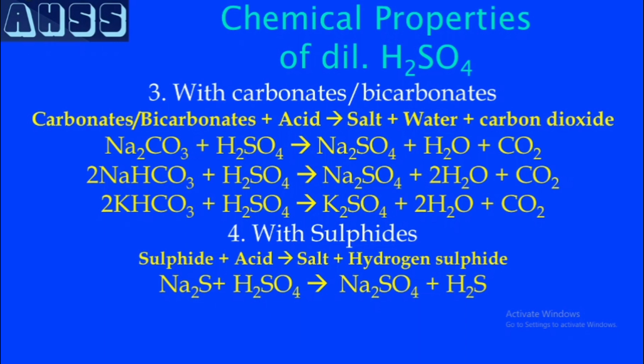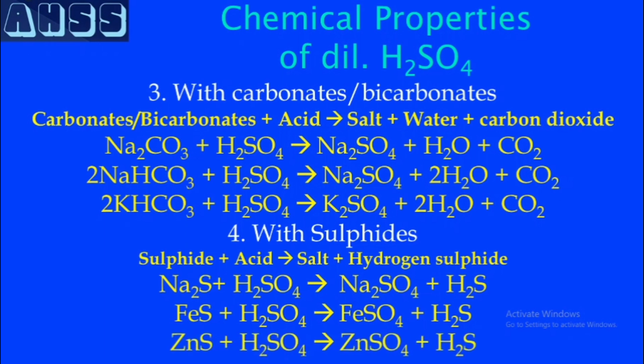Similarly, when iron sulfide reacts with dilute sulfuric acid, then iron sulfate, ferrous sulfate, and hydrogen sulfide gas is produced. When zinc sulfide reacts with sulfuric acid, it gives zinc sulfate and hydrogen sulfide gas.